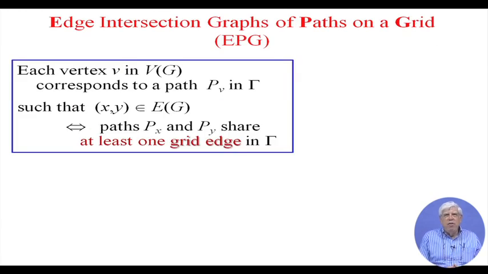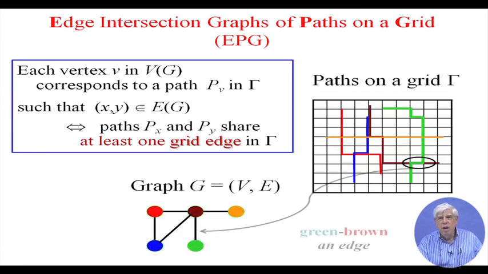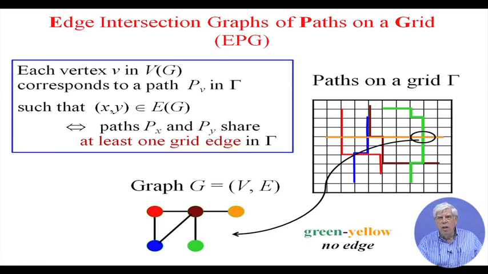Now, the edge intersection graph of paths on a grid is defined formally here. For every vertex, there corresponds a path such that xy is an edge in my graph if and only if the path of x and the path of y share at least one grid edge. So in our example, here I've circled green overlapping with brown, and that forms an edge in my graph. On the other hand, here, yellow and green intersect only on a single grid point. So they do not edge intersect. So in my graph, I do not connect those 2 nodes.